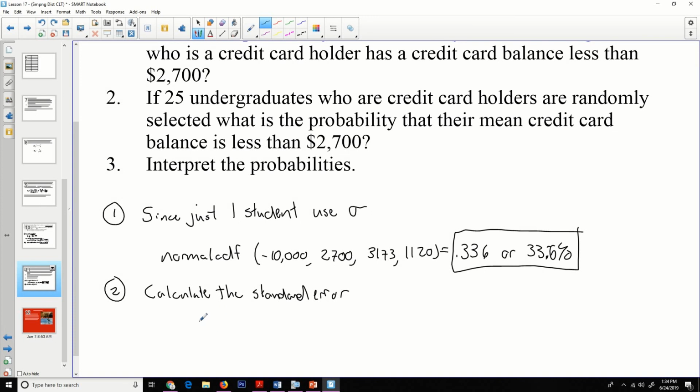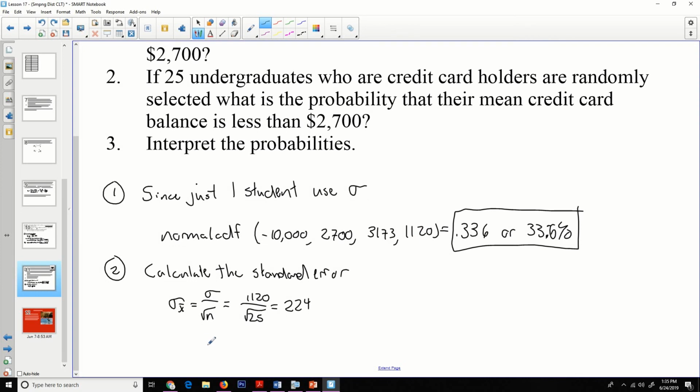Which in this case is going to be that standard error, and again, it's the standard deviation divided by the square root of the number of elements in the sample. And so in this case, it is 1120 over the square root of 25. And I've calculated that already to be 224. And so notice it makes the number that I'm going to plug in smaller.